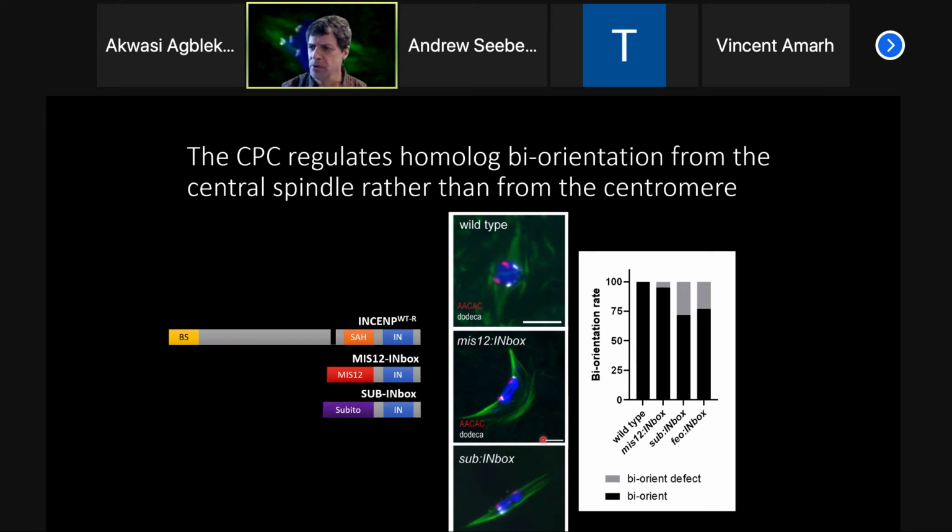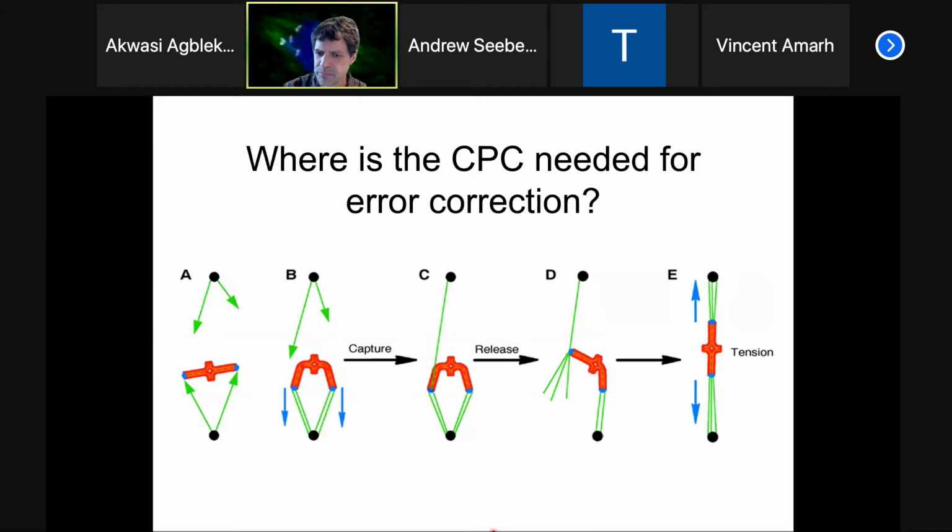And we had other mutants in the chromosome passenger complex, like INCENP mutants that could build a spindle, but they still made lots of errors. And so by looking at all of these mutants, we came to the hypothesis that the chromosome passenger complex had to be on the microtubules in order to regulate the biorientation process.